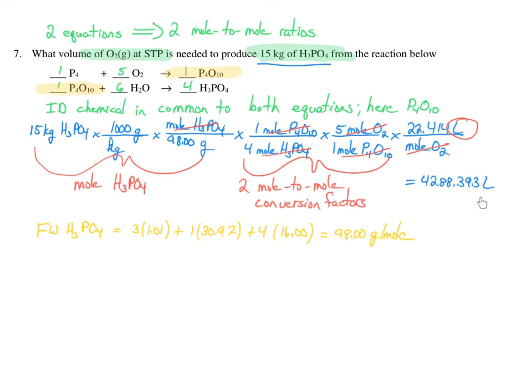Now we need to go back and check sig figs. 2, this is exact. This has 4 sig figs, exact, exact. Remember, exact conversion factors do not impact sig figs. This is 5 sig figs. Looks like we're going to be limited to 2 sig figs. We have to write our number in scientific notation as 4.3 times 10 to the third liters.